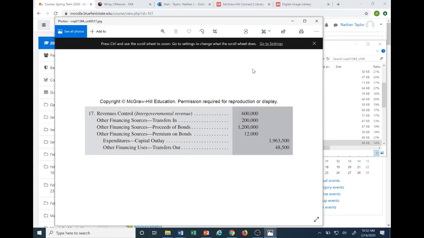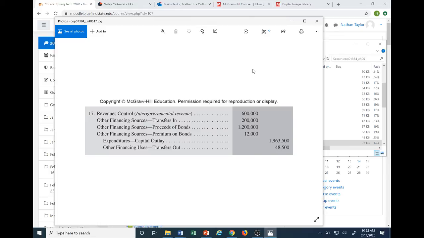Okay, upon completion of the project and disposition of any remaining cash, the following closing entry was made. So remember, we still have closing entries on this, but the only difference is it's when the project is completed, right? And it's done after we've already moved the residual equity. So the entry is going to be a debit to revenues control of intergovernmental revenues, because remember, these are closing entries, so it's going to be the opposite of what we did throughout the operational account.